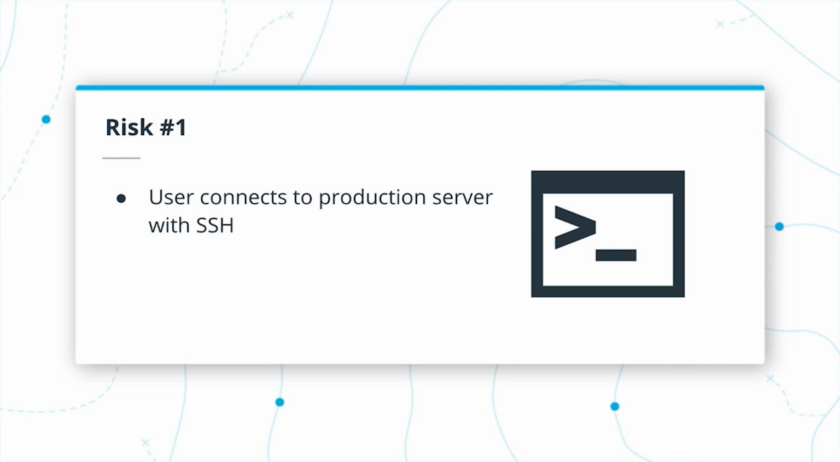The first scenario, the user connects to a production-facing server with SSH. It's risky for a user to have access to production. It's very easy to accidentally kill a running process that might be needed in a production environment. Production environments also may have access to sensitive user data.